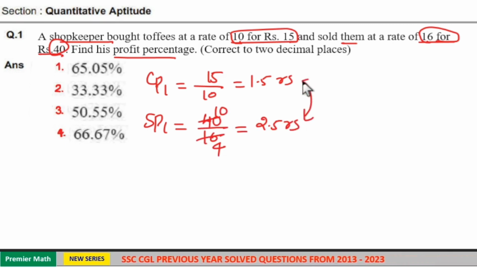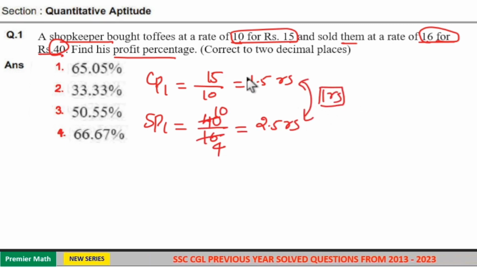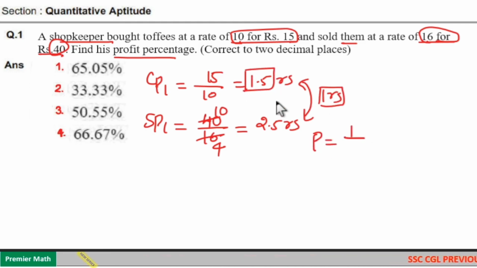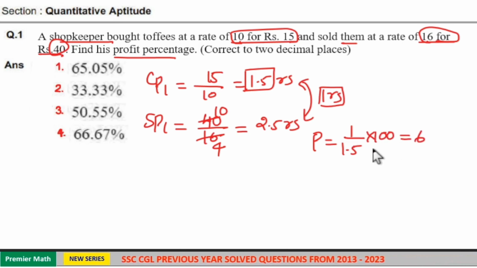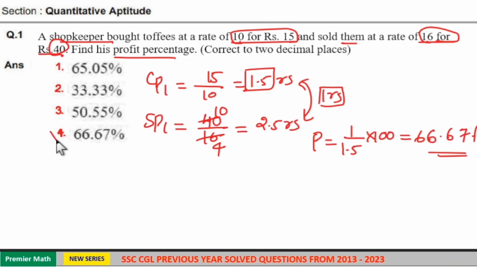Now the difference between sell price and cost price is 1 rupee. This 1 rupee is generated from this 1.5 rupees. So profit is equal to 1 rupee generated from this 1.5 rupees into 100, which is equal to 1000 by 15. That is 15 goes 6 times in 100. So 66.666, which is equal to 66.67%. Option 4 is your answer.